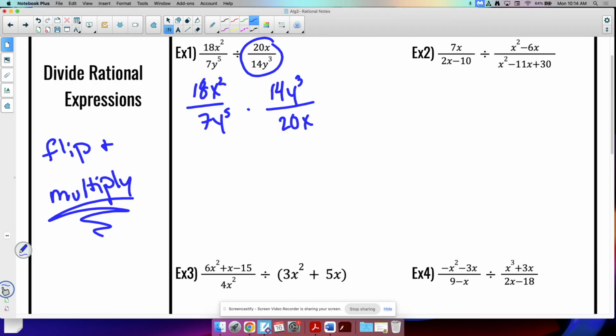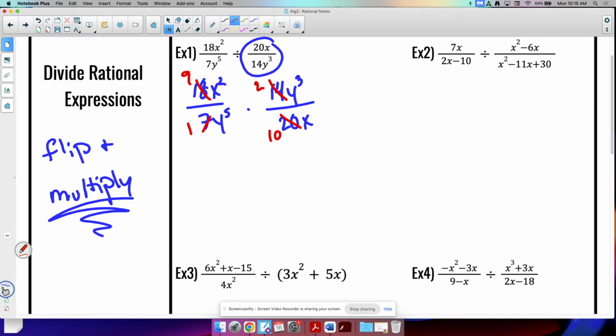18 and what? Good. What number goes into both 18 and 20? 2. So now this is a 9. This is a 10. Anything else number-wise? 7 and 14. What goes into both 7 and 14? 7. So this is a 1. The 14 is now a 2.